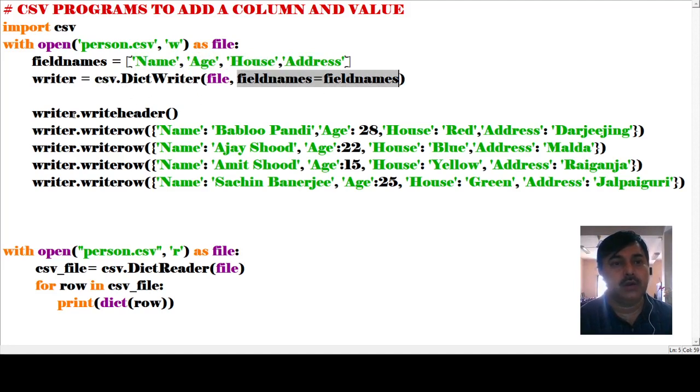Okay, then writer.writeheader, what we will write. Then we are going to have the writer, and the values we are printing. Now we are opening personal.csv in read mode as file. So csv file equals csv.DictReader file. So for row in the csv, this is what we can see.